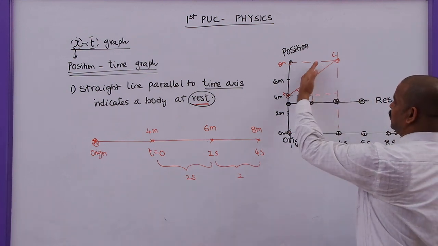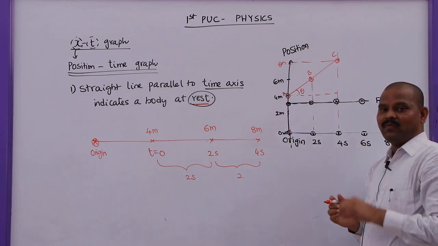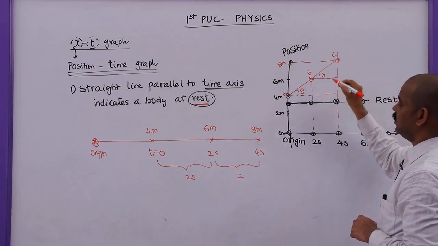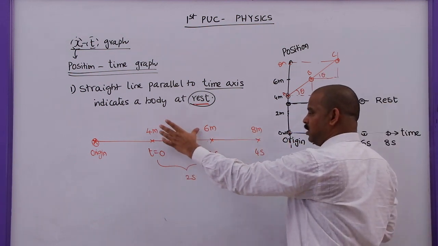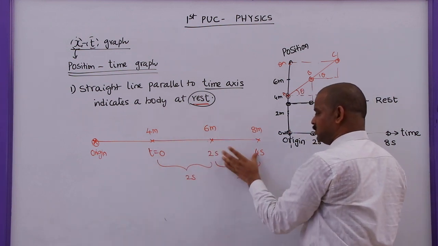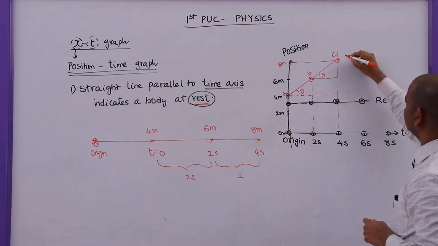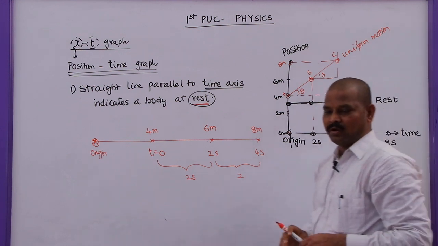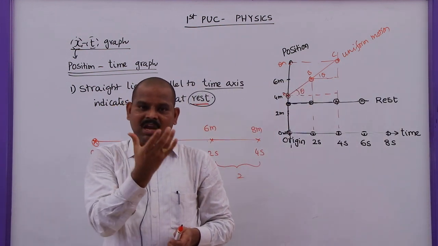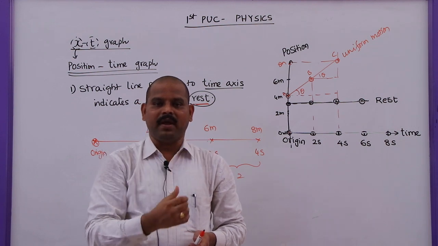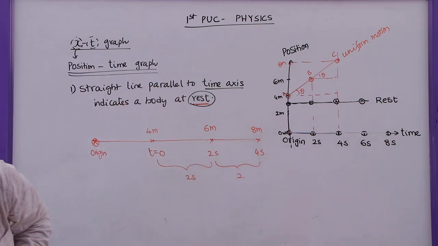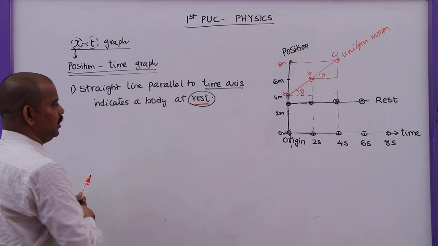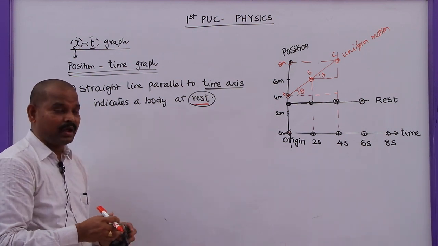The angle made by the position-time graph with the x-axis indicates the velocity of the body. If you draw one more triangle here, this is also theta. From this observation, for every 2 seconds, the body is traveling 2 meters. 2 seconds, 2 meters; next 2 seconds, 2 meters. This is called uniform motion. What is meant by uniform motion? If a body covers equal distances in equal intervals of time, then the body is said to be in uniform motion. To represent that motion here, I have to use a straight line inclined to the time axis.